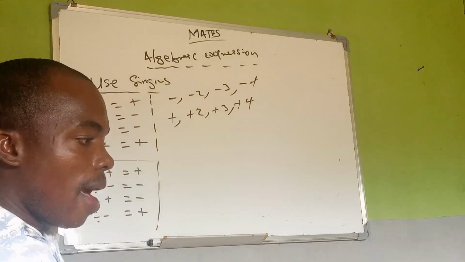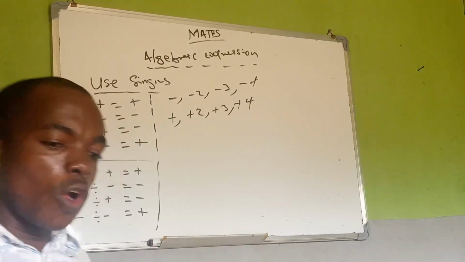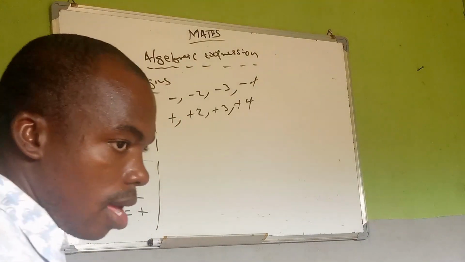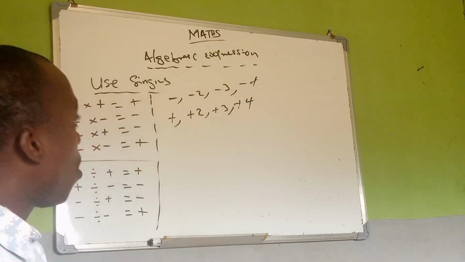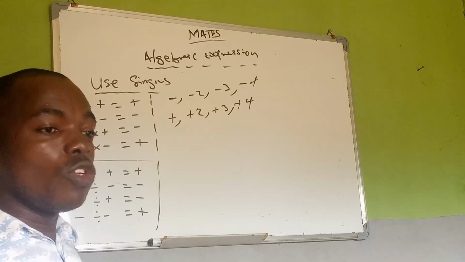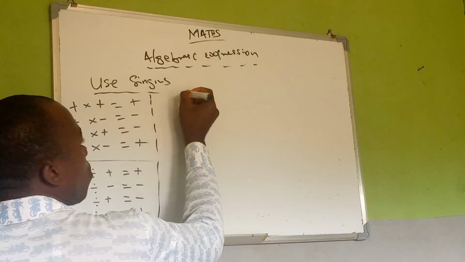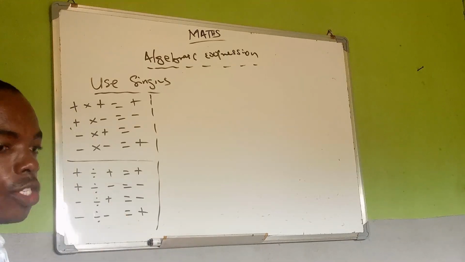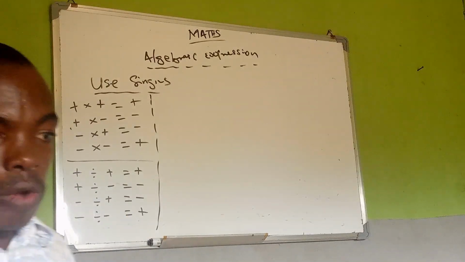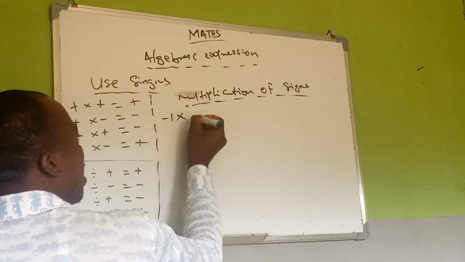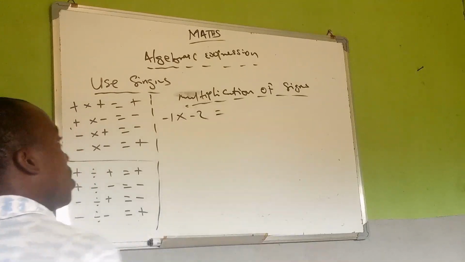So let's look at multiplication and division of signs, because this is where we begin to have problems. Before we look at multiplication and division of signs, we'll look at the use of brackets. If we have something of this nature, we want to look at the multiplication and division of signs. If we have -1 times -2, what's the answer?